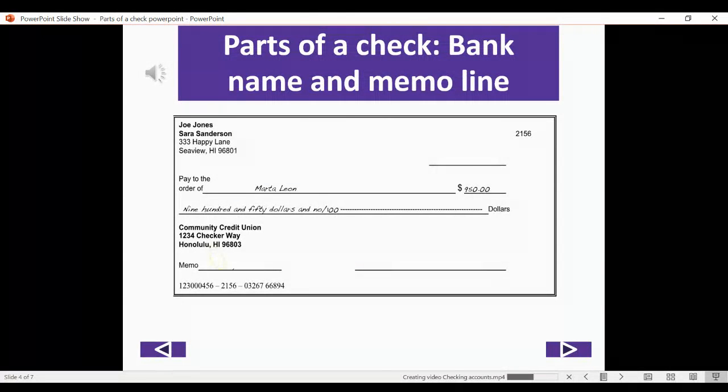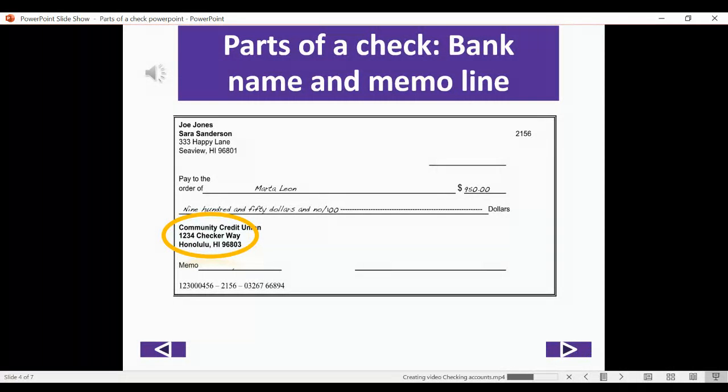The bank name and contact information tells you which bank or credit union the funds will come from. It is the bank where the check writer has a checking account. If you do not have a personal checking account and you want to cash the check, you'll need to visit that bank or the local branch.